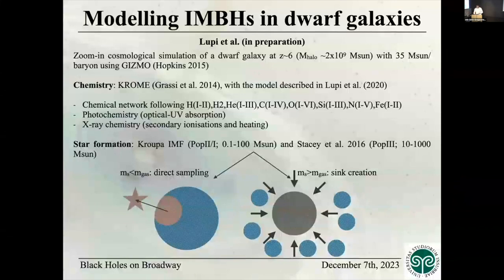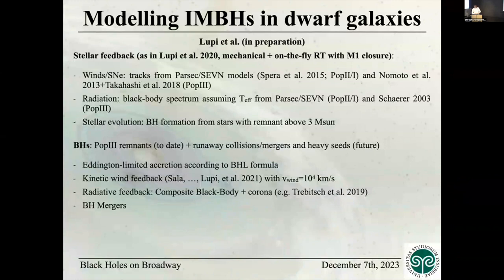more massive object. We also included completely revised models for stellar feedback, including wind, supernovae, radiation from POP2 and POP3 stars, using the most up-to-date stellar evolutionary tracks. And we also accounted for POP3's black hole formation. And for black holes, we included, for the moment, Eddington limited accretion, kinetic winds coming from the radiation coupling with the gas, and relativistic feedback on top. And of course, black hole mergers.